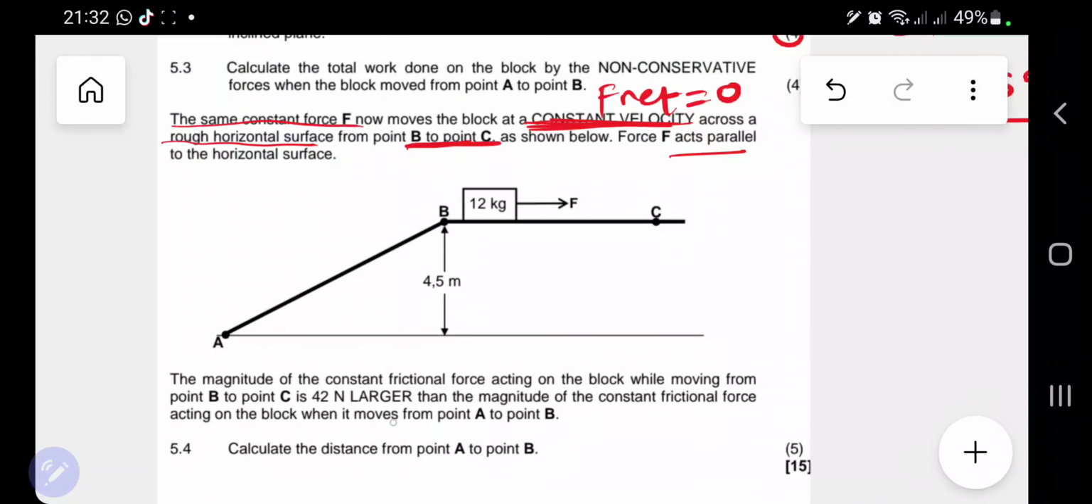The magnitude of the constant frictional force acting on the block while moving from point B to point C is 42 N larger. Wow. Some people are going to take the 42 and multiply it by the frictional force between A and B. You cannot multiply them. You just have to add. It means if the frictional force here is Fk, then on this side the frictional force will be Fk plus your 42. Then that is going to be the frictional force taking place on that side.